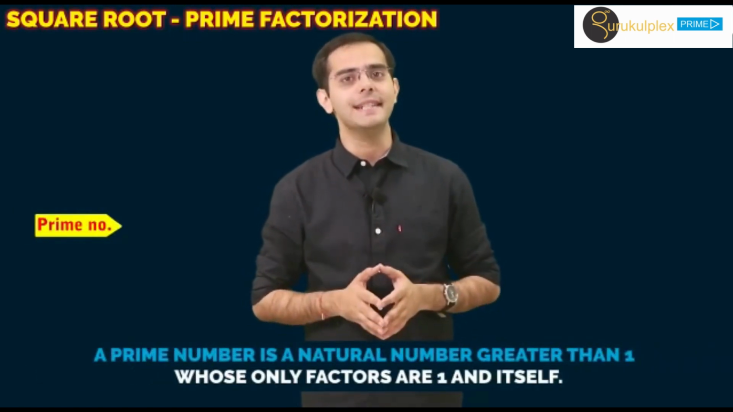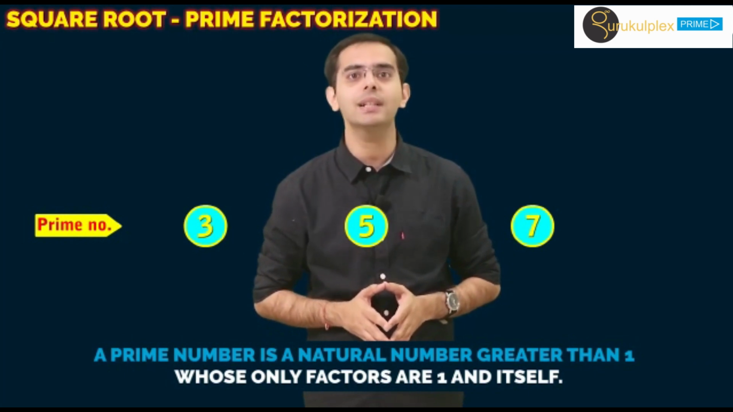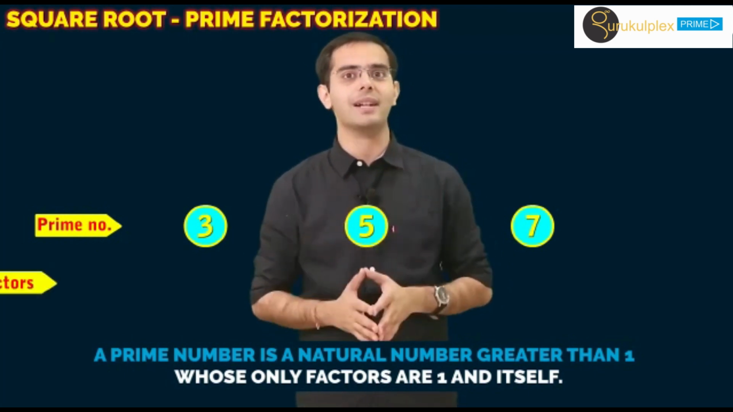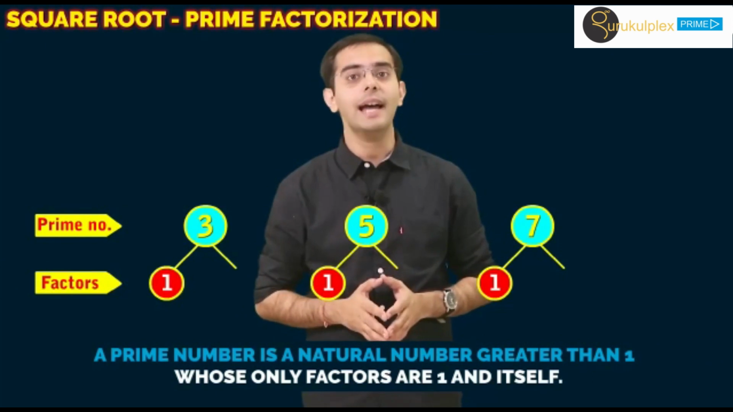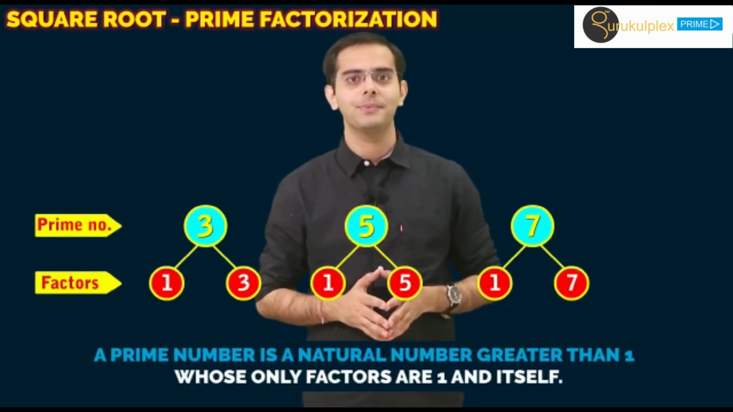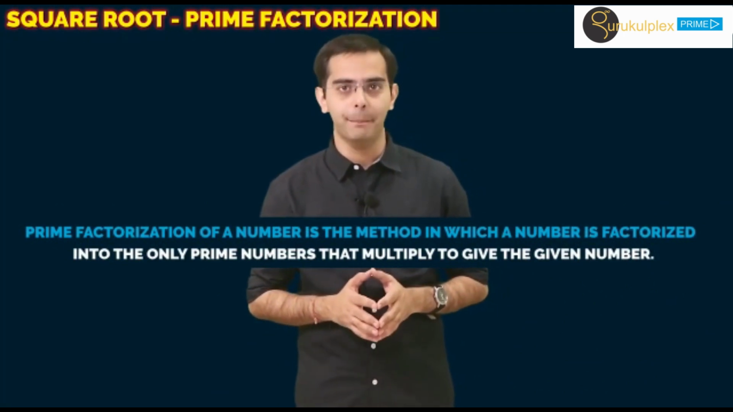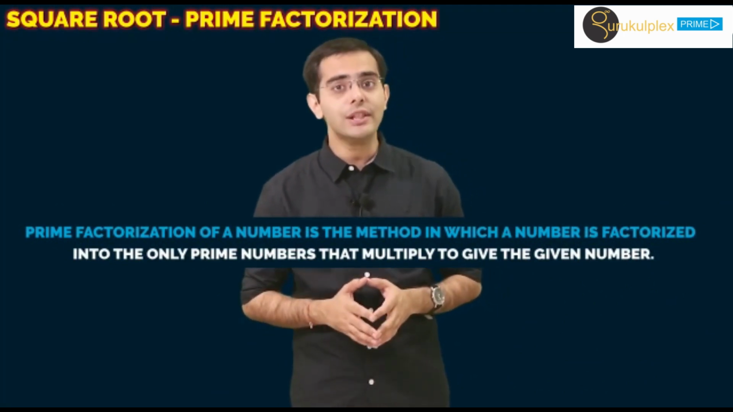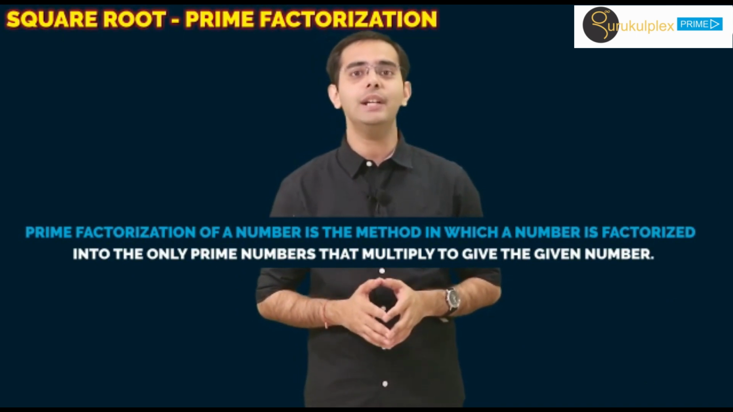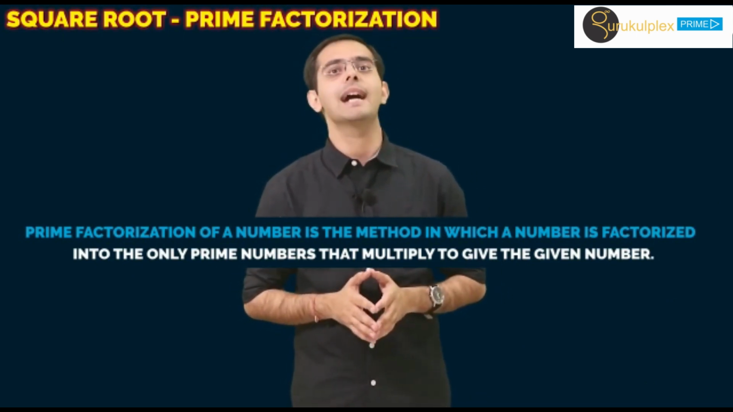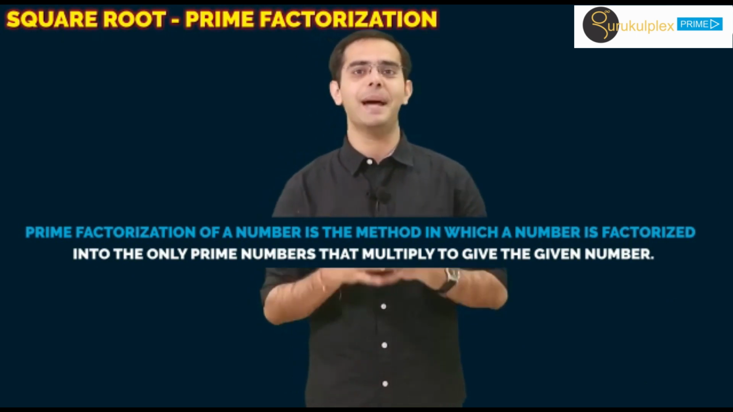So you've already learned what a prime number is. So can you tell me what is a prime number? A prime number is a natural number which is greater than 1 and whose only factors are 1 and the number itself. So can you tell me what is prime factorization? Correct. Prime factorization of a number is the method in which a number is factorized into only prime numbers that multiply to give the given number.